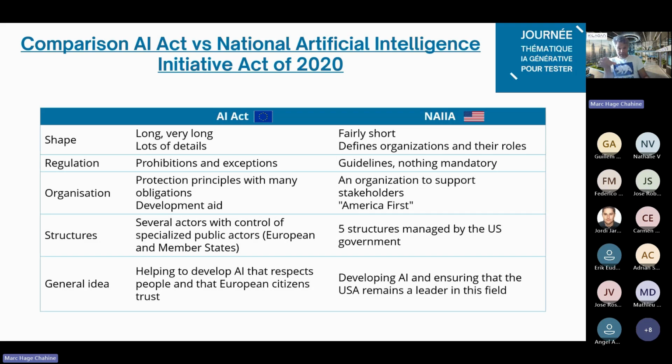And the general idea with the AI Act is that we want to develop AI that respects people and European citizens. We want the trust of the European citizens, and we want to develop good AI. With NIAC, it's more that we want to develop AI to remain the AI leaders. So there is nothing about trust.